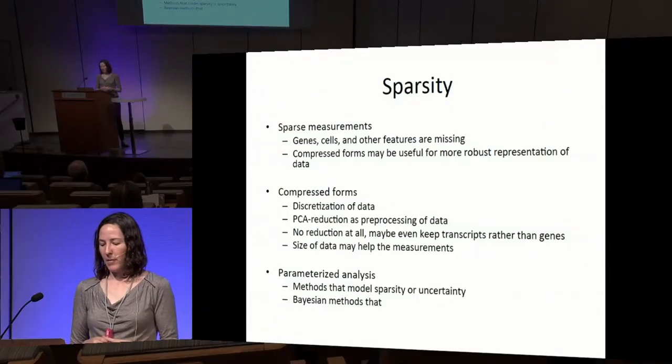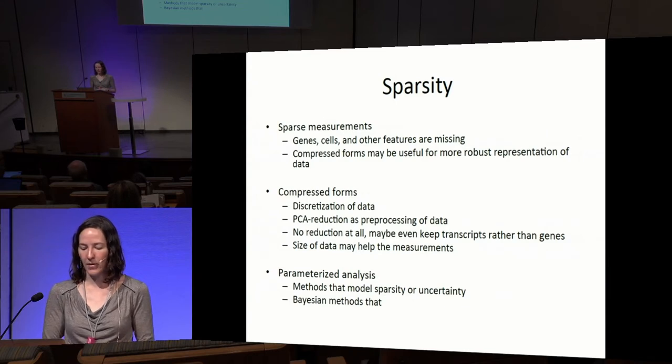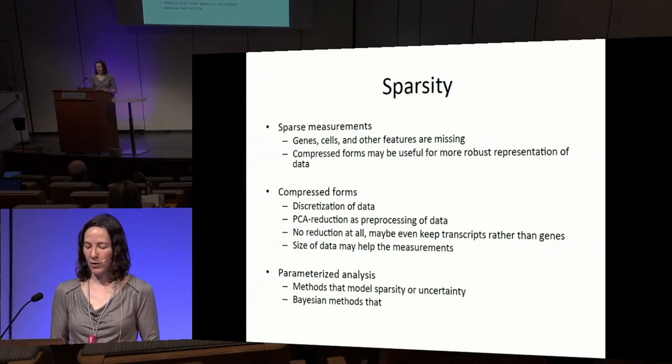We also talked a lot about methods that can actually use the sparsity or use the uncertainty in particular ways. So Bayesian methods that actually model the sparsity or model the uncertainty of some of the measurements rather than throwing them out or ignoring them. So things like that we think will be important as well.